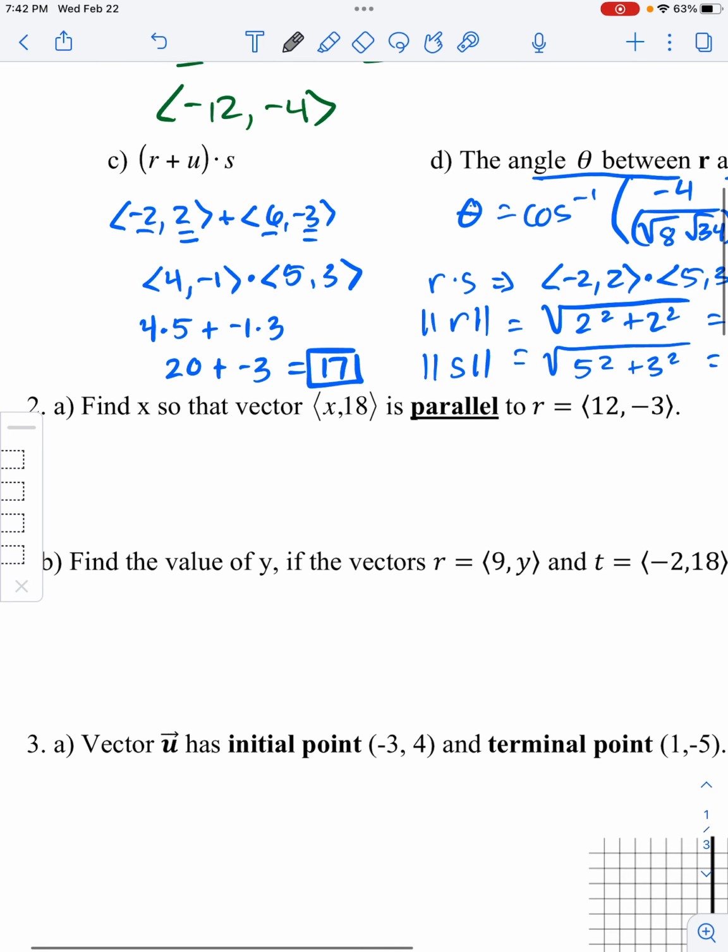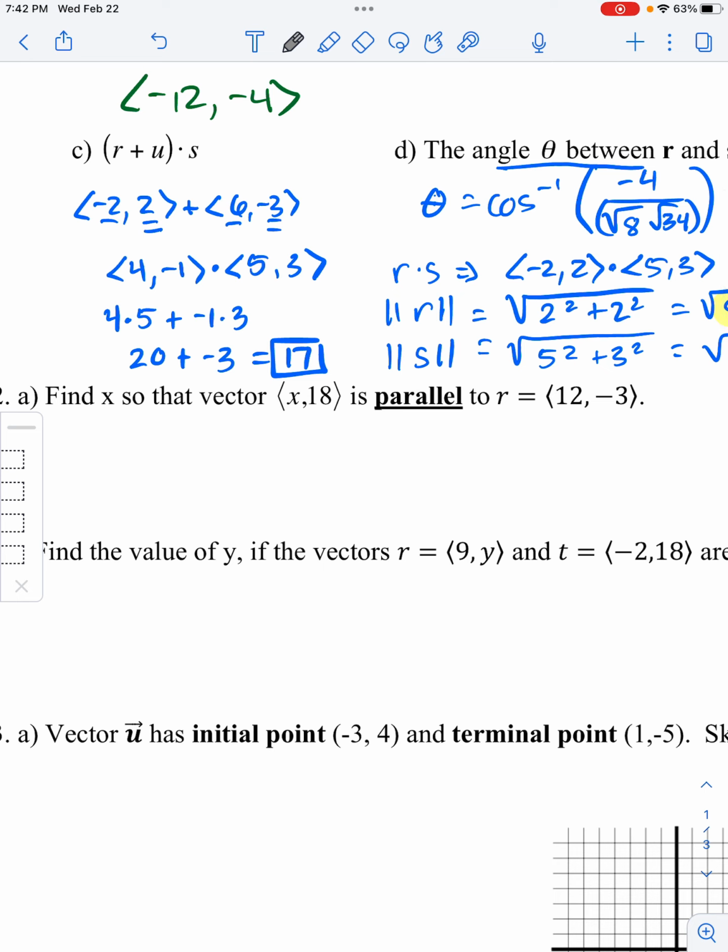Find x so that the vector x, 18 is parallel to the other vector. Okay, so parallel to means that they are multiples, or that there is a multiplier. And so you have to look at the pair that you know. To go from here to here, what happened? The quantity on this side got divided by a -6. Or if you think of it going the other direction, the -3 got multiplied by a -6. So you have to have that same multiplier. They have to be scalar multiples of one another.